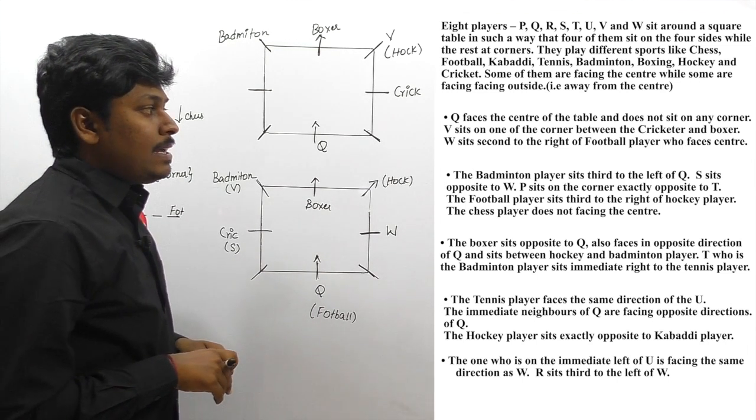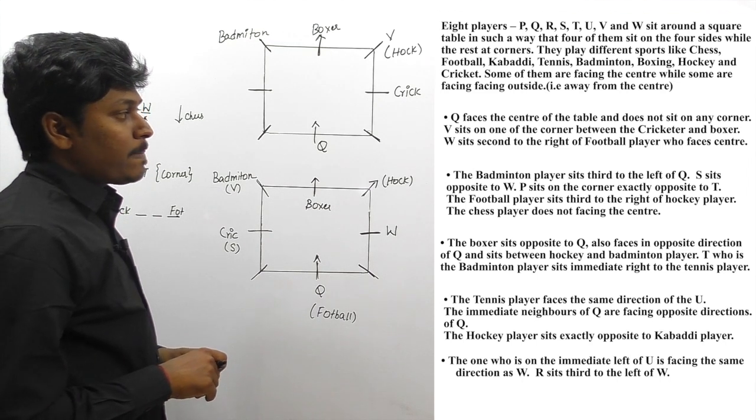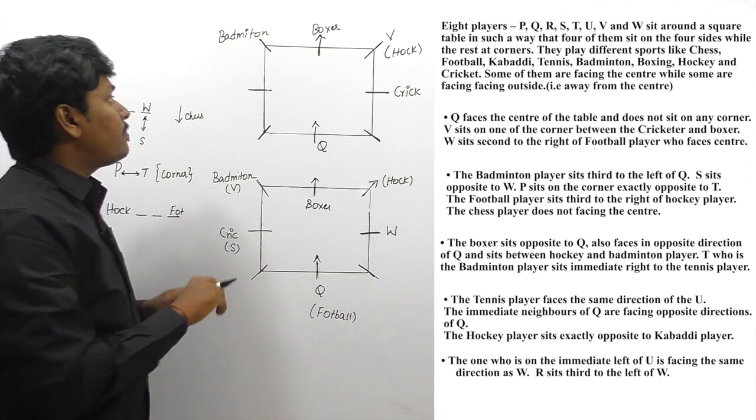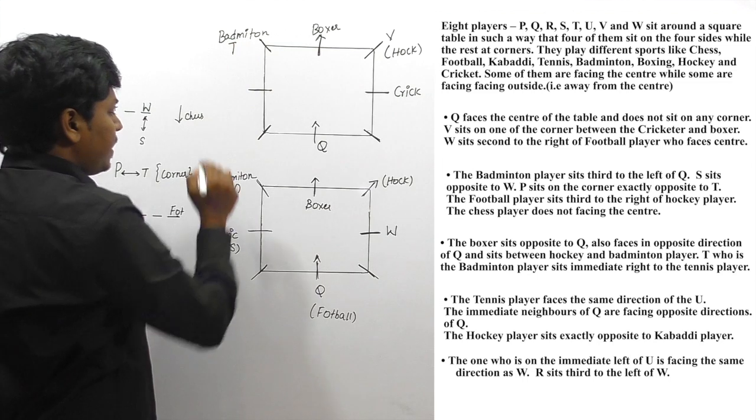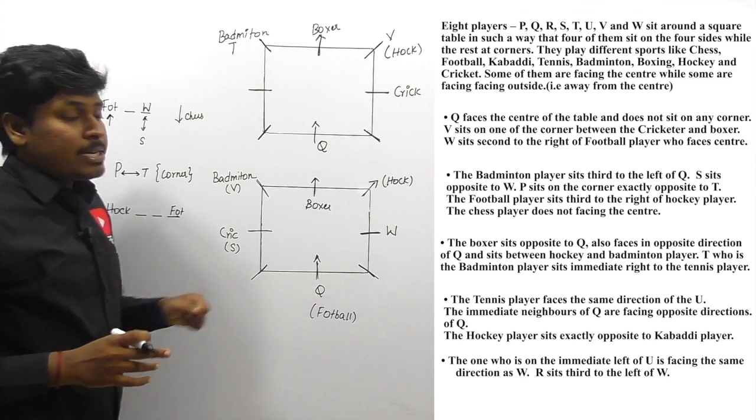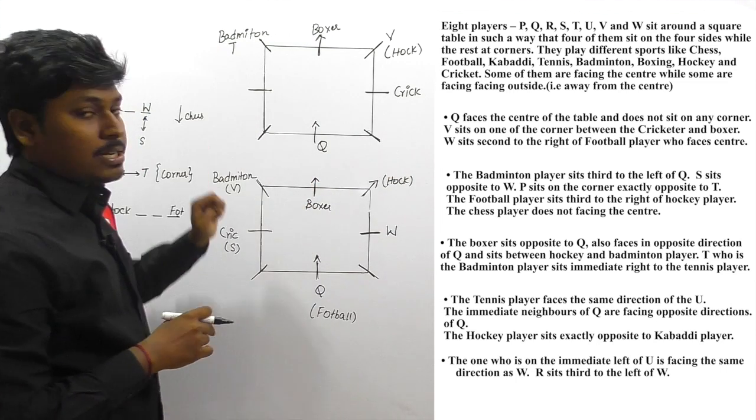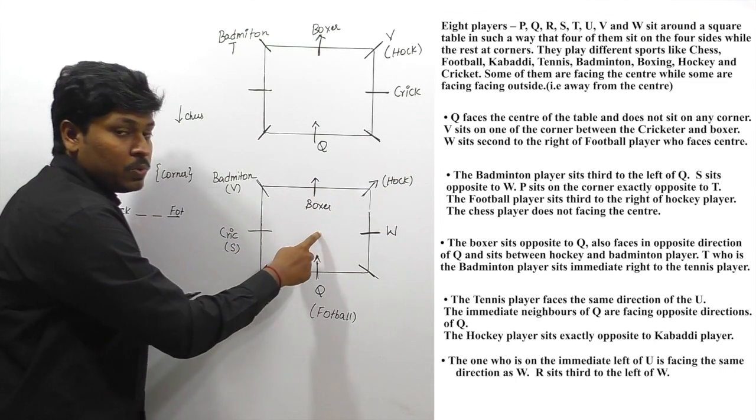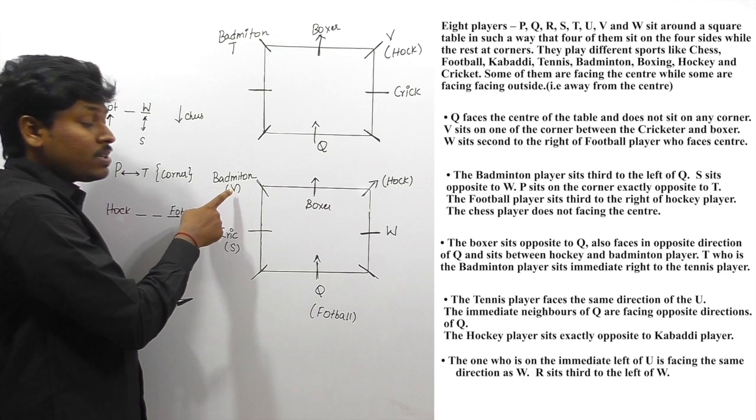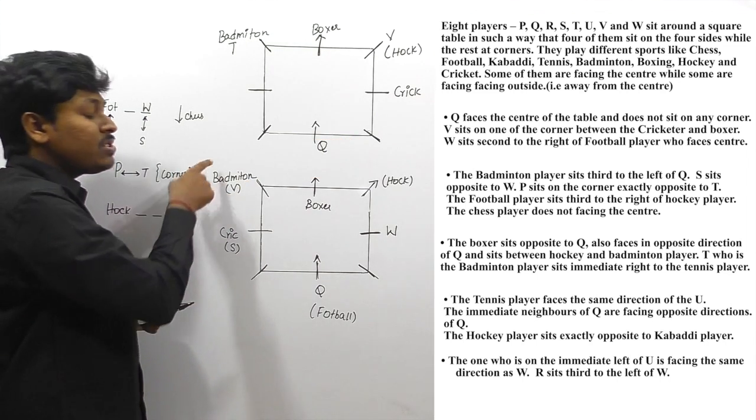Okay, T, who is the badminton player, sits immediate right to the tennis player. So friends, they have said that T is a badminton player, so definitely we can place T here, right? See here, friends, in this condition number 1, we can place T as badminton, because in the question they have said that T is the badminton player. But in this condition number 2, we can't place T, because we have already fixed V as the badminton player, but in the question they have said that T should be the badminton player.